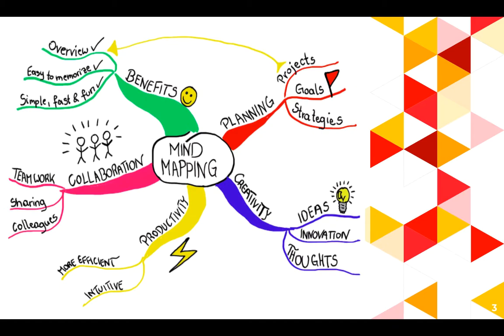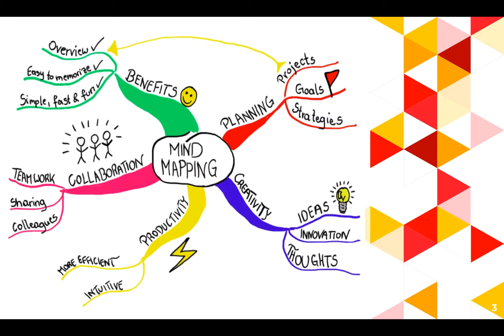So here we have an example, which is a mind map on mind mapping, which is some form of inception, I'm sure. In the middle, we have a central image. This image describes or can sum up into one image what your unit is about. In this scenario, it's mind mapping.